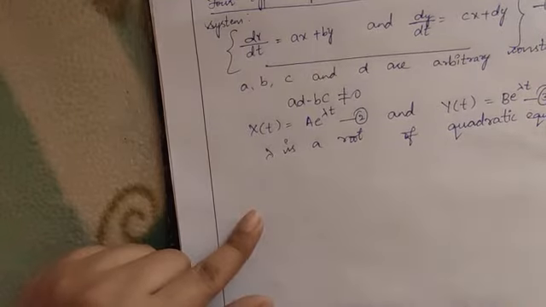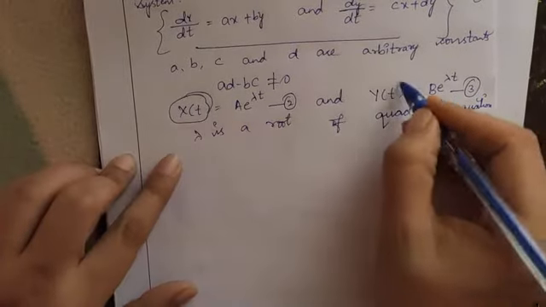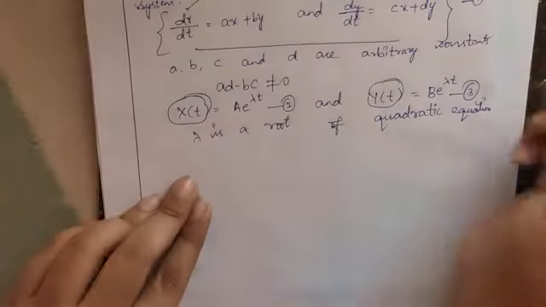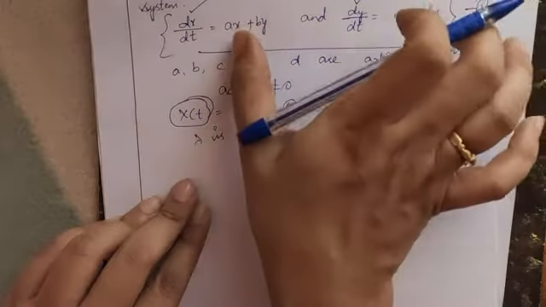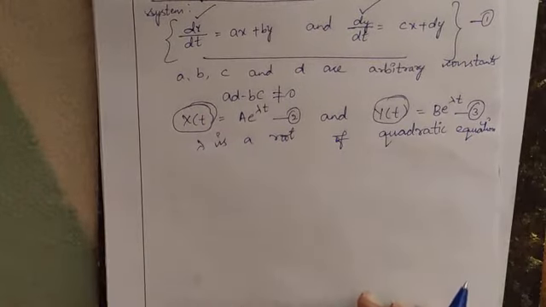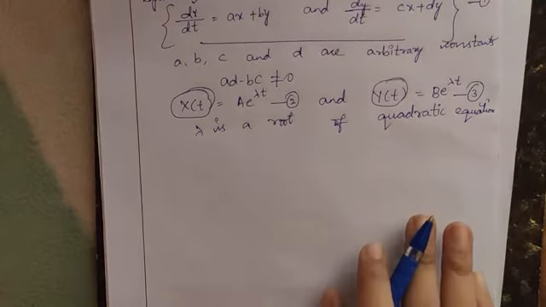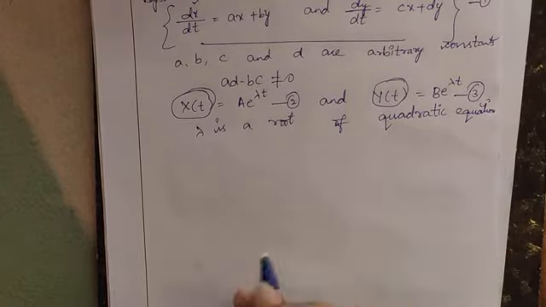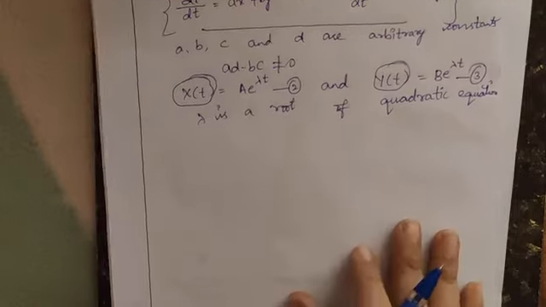Quadratic equation. So now I have x of t and y of t. From this let us find dx by dt and dy by dt. Let's substitute these values here and we will form a quadratic equation. From that let us find the general eigenvalues. Depending on the values we are getting for the eigenvalues, we will define the types of critical points.